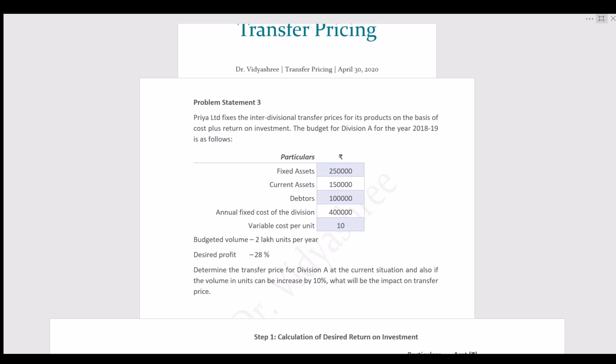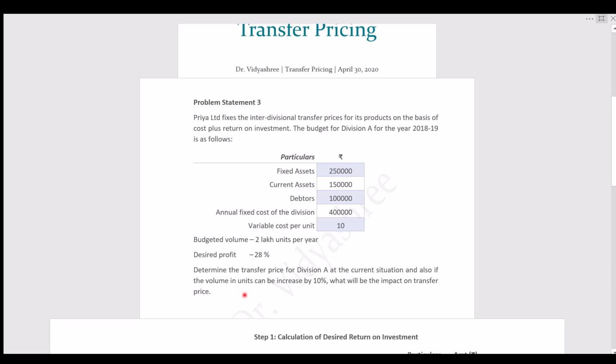In this current scenario, we have to calculate the transfer price for division A at the current situation, and also if the volume, nothing but the production units, is increased by 10%. Right now the production is 2 lakh units per year, you can observe here. So if this is increased by 10%, then what will be the transfer price? So let me repeat how it has to be done.